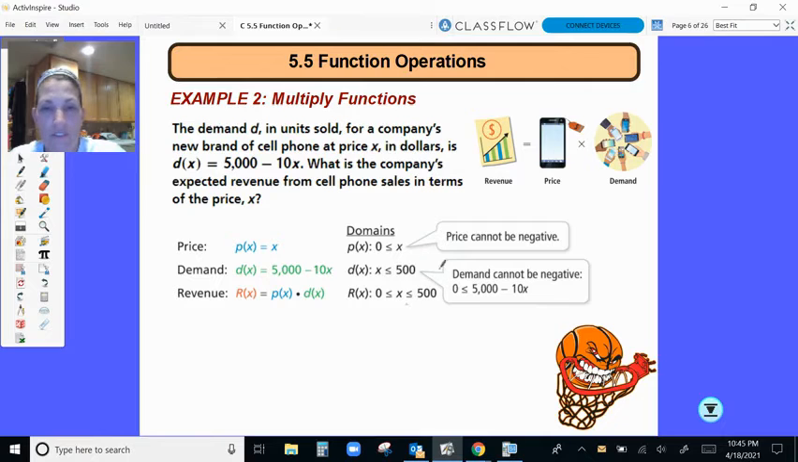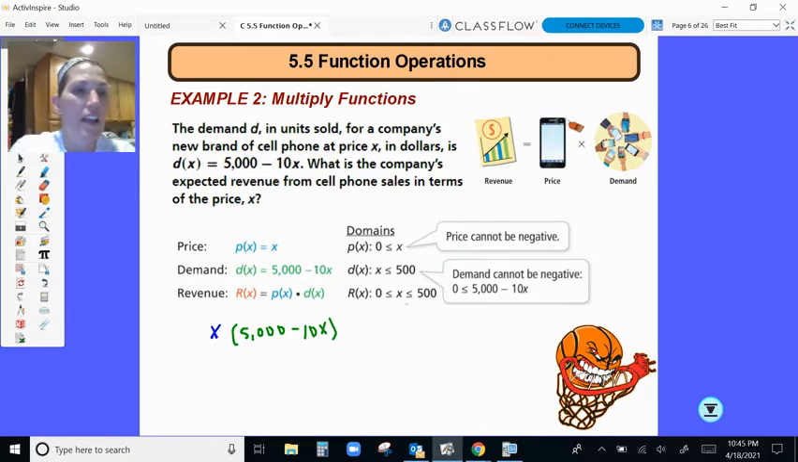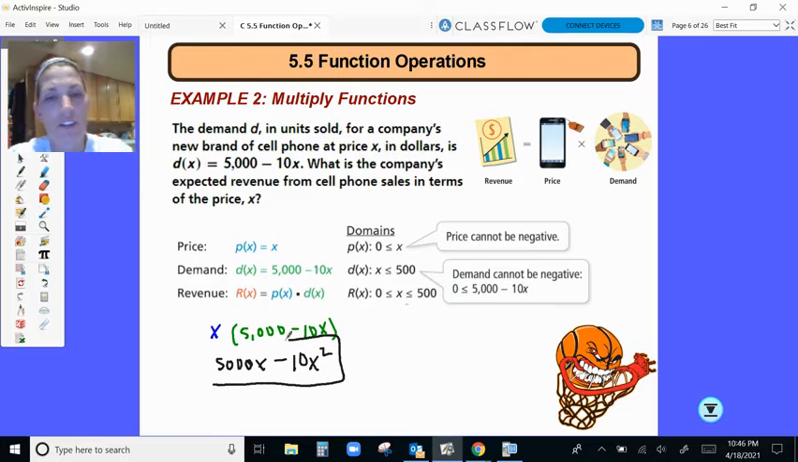And so if you figure out that domain there, my revenue is going to equal my price times my demand. So whatever my demand is times what the price is going to be. So P of X times D of X. And if we take those two and multiply them together, we're just going to take our X and multiply that by our demand, which is 5,000 minus 10x. Okay, and that should give us 5,000x minus 10x squared. And that is our function right there.